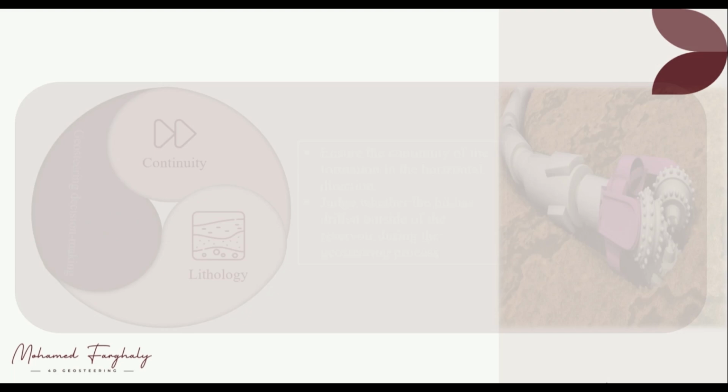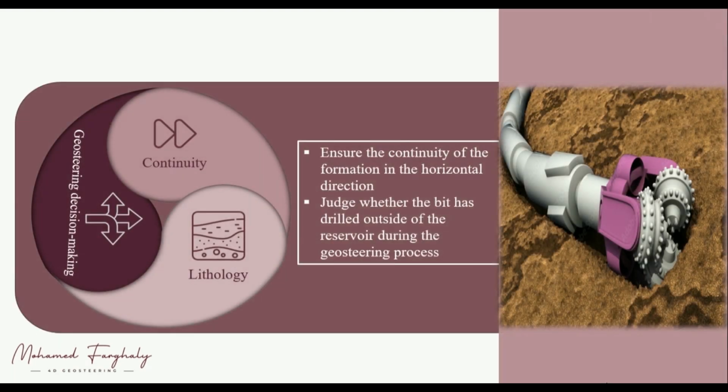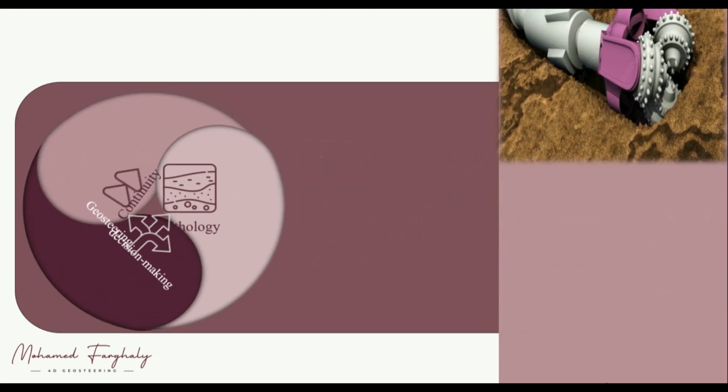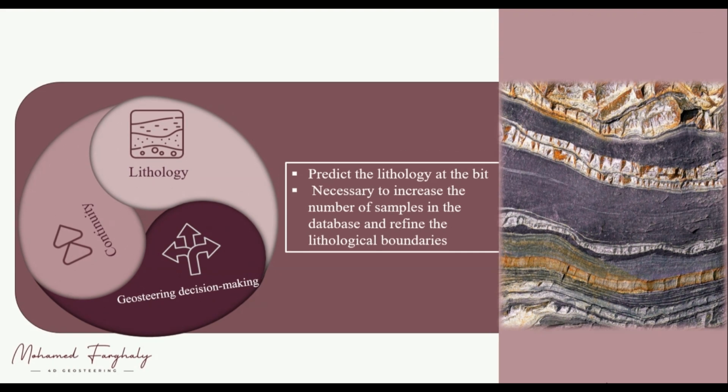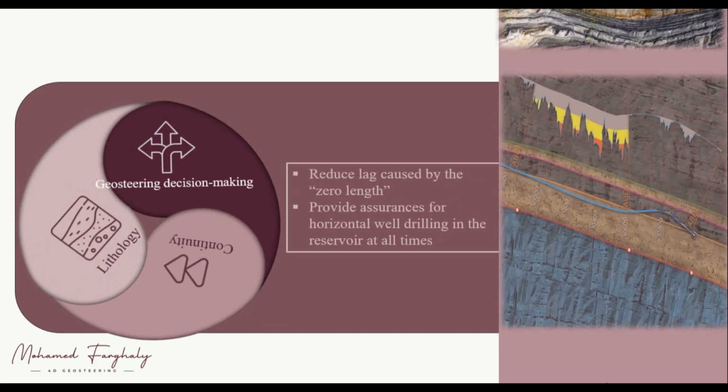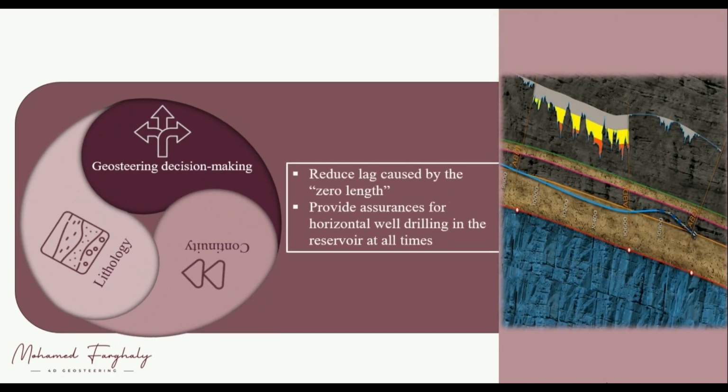Finally, we reach the results of the 2 episodes. Regarding the utilization of the formula of H3, ensuring formation continuity in the horizontal direction is crucial, and it serves as a basis to assess whether the bit has ventured outside of the reservoir during the geosteering process. It roughly predicts the lithology at the bit, and it is necessary to increase the number of samples in the database and refine the lithological boundaries. It also reduces the geosteering decision-making lag caused by the zero length and provides assurances for horizontal well drilling in the reservoir at all times.